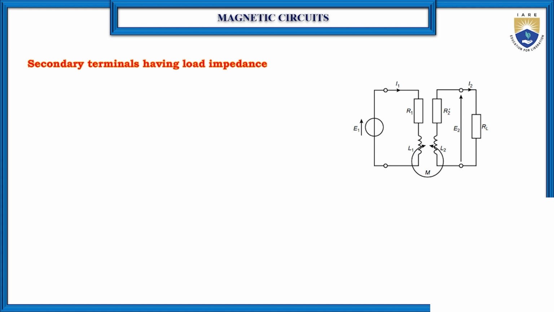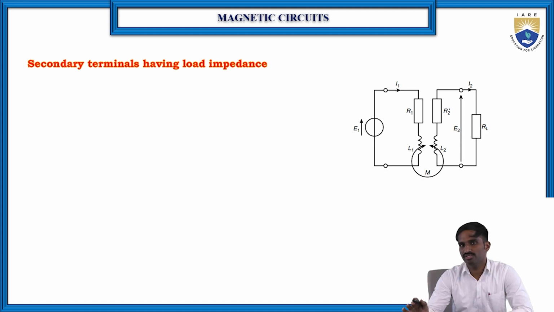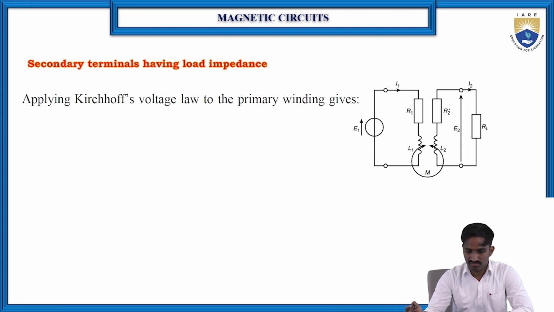So then coming to the second concept: the secondary terminal having a load impedance. In the first concept the secondary terminal is open circuited. But if you connect some load impedance across the secondary coil, then we need to find the EMF induced, the potential difference across the secondary coil. Of course, the concept is the same way that we are going to apply. So first just apply Kirchhoff's voltage law to the primary side.